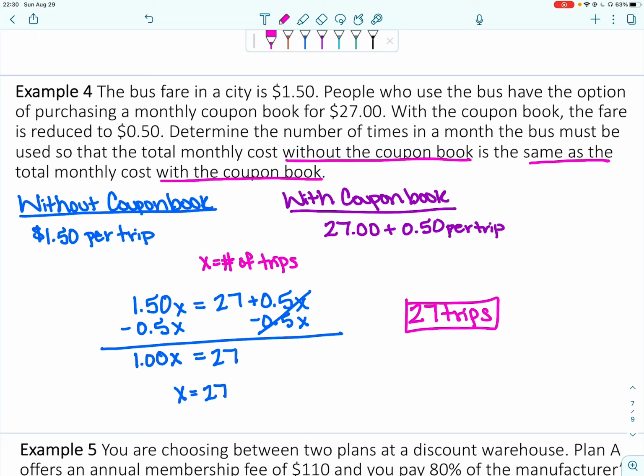If you're going to ride the bus 26 times, it's going to be better for you to go without the coupon book. If you're going to ride 28 times, then the coupon book is worth it. If you're going to ride the bus 27 times, it doesn't matter because the price in the end is the same.